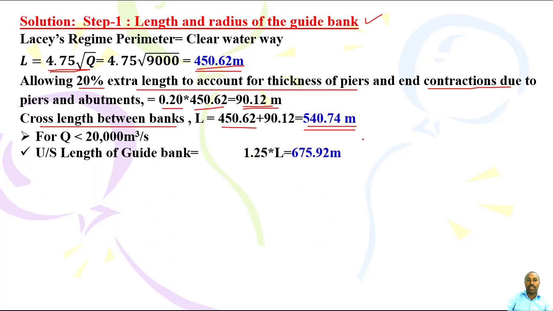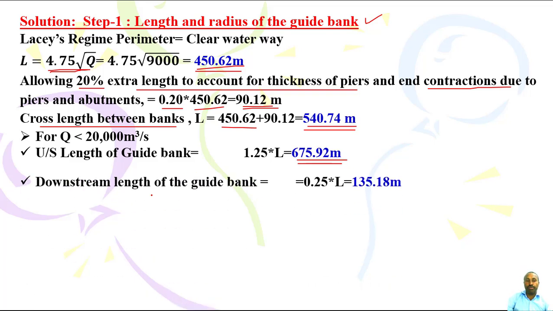Then for Q less than 20,000 meter cube per second, upstream length of guide bank will be 1.25 or 5/4 times the length, which is this one. And you can see downstream length of the guide bank will be just 1/4 times the length, which is 135.18. So you can see 5/4, which is 1.25. Then you get this length, upstream length of the guide bank, and downstream length of the guide bank.